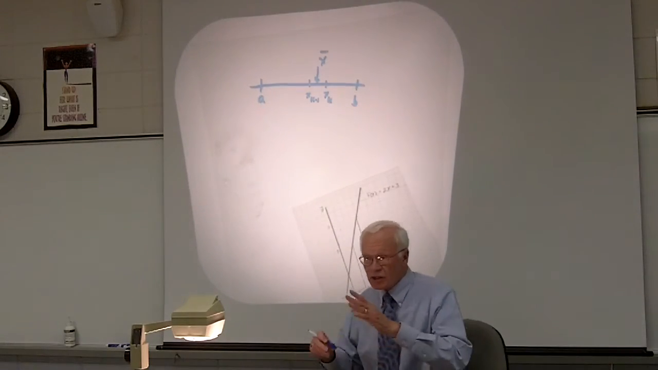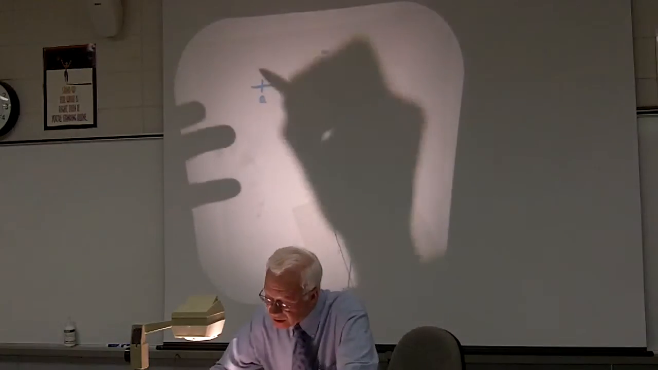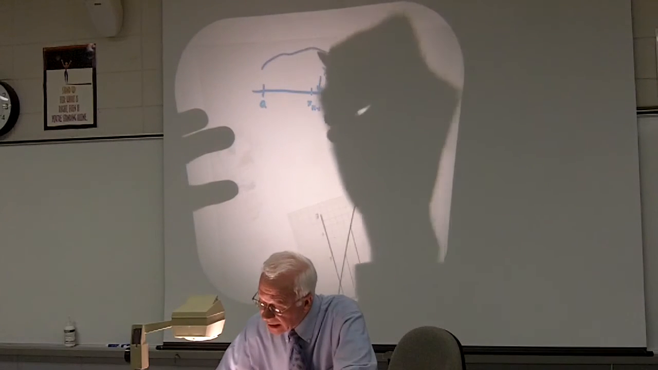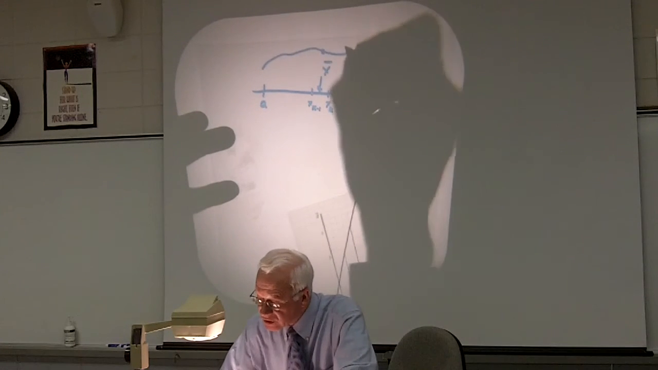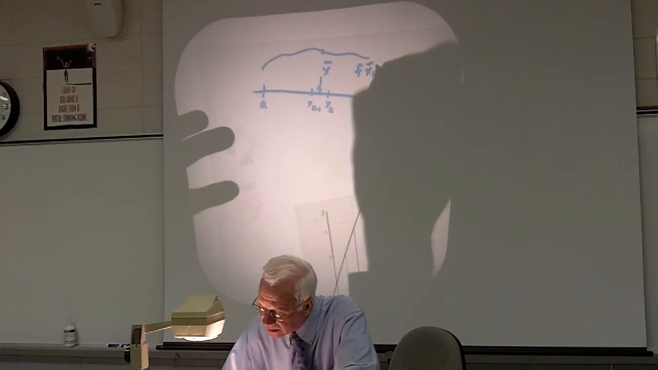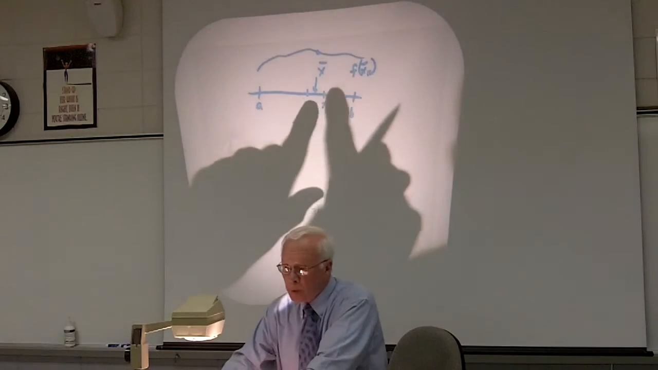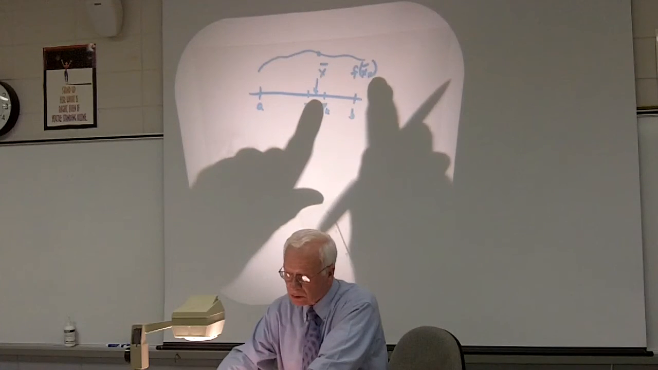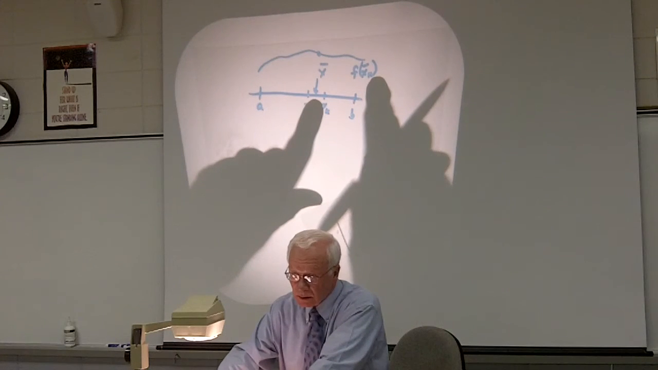Okay, and now this is the way it's going to look. Now we're going to see there's a function that's moving up here like this, and this point over here is going to be noted by f of x bar k. That's some point in that interval. Are you with me?